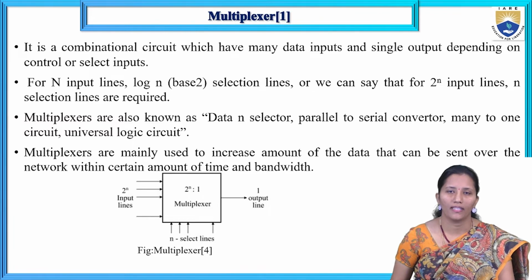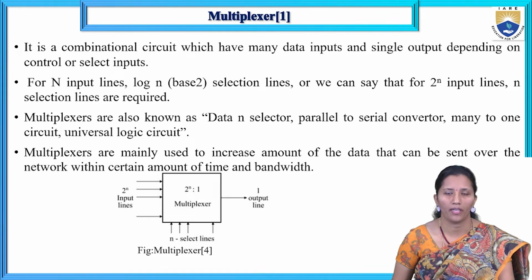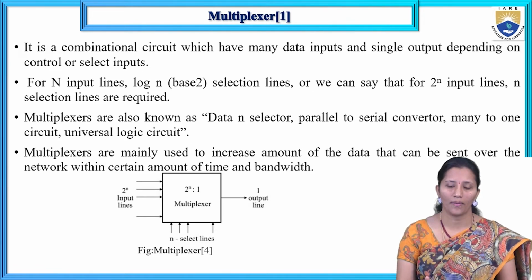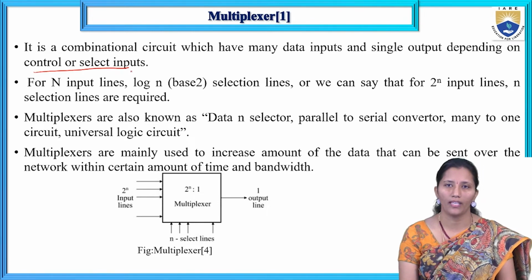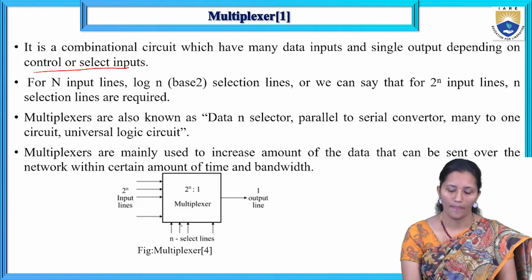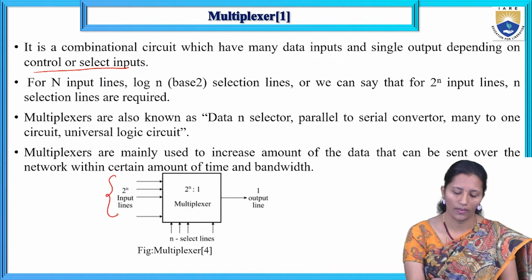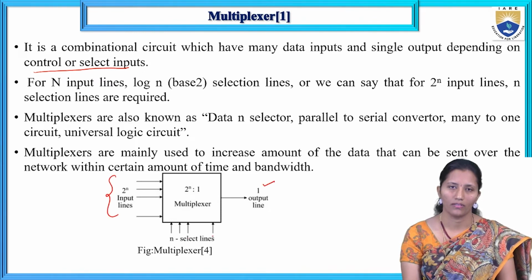So, we will discuss what a multiplexer is and the design of the 2x1 multiplexer, 4x1 multiplexer, 8x1 multiplexer and 16x1 multiplexer first. What is a multiplexer? It is a combinational circuit which has many data inputs and a single output. Depending on the control or selection lines, any one of the inputs will be transmitted to the output. So here, if we consider the multiplexer, it has 2 to the power of n inputs and 1 output. This n denotes the number of selection lines.